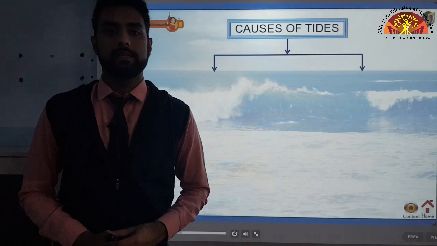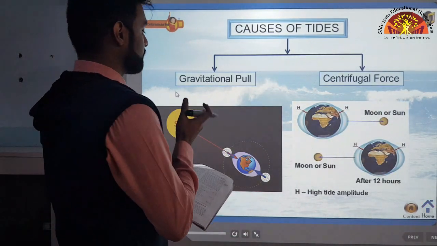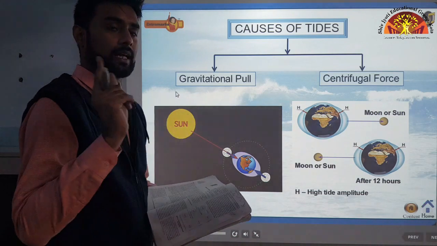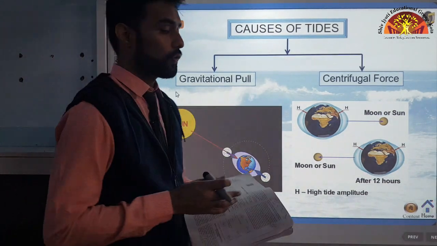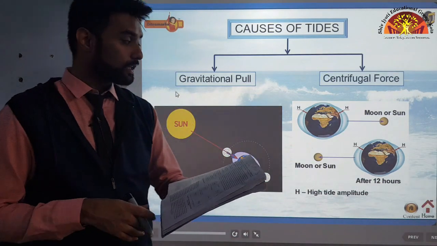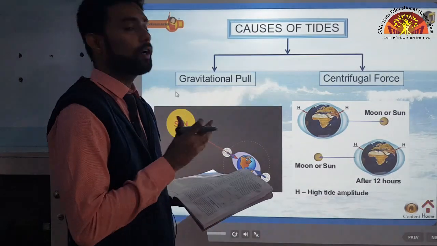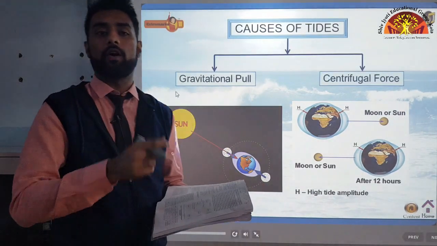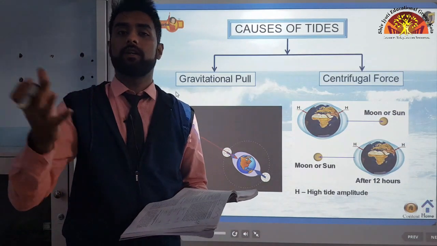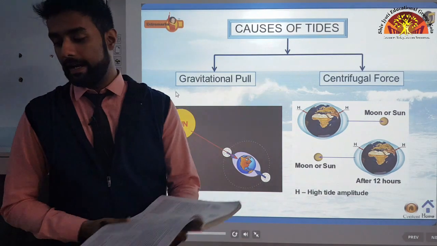Now, what causes tides? First, we have already discovered one force, that is the gravitational force of the sun and the moon. Now, there is another force which acts on the surface of the water, that is the centrifugal force. What is the centrifugal force, you will ask? The centrifugal force is the force which exerts pressure on a moving object. Supposedly you tie a string on a piece of rock and then you rotate it. In which direction will it go? When you release the string, it will go in the outer direction.